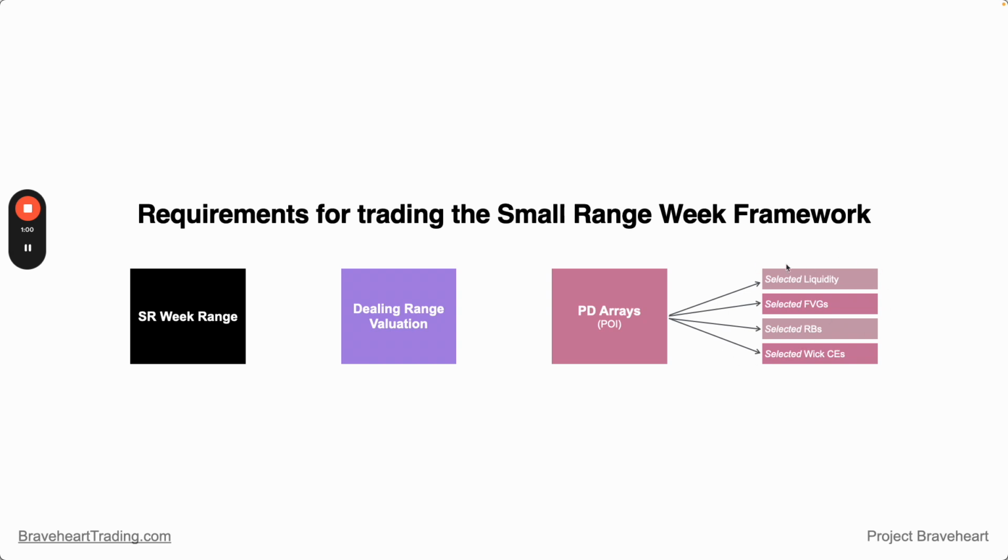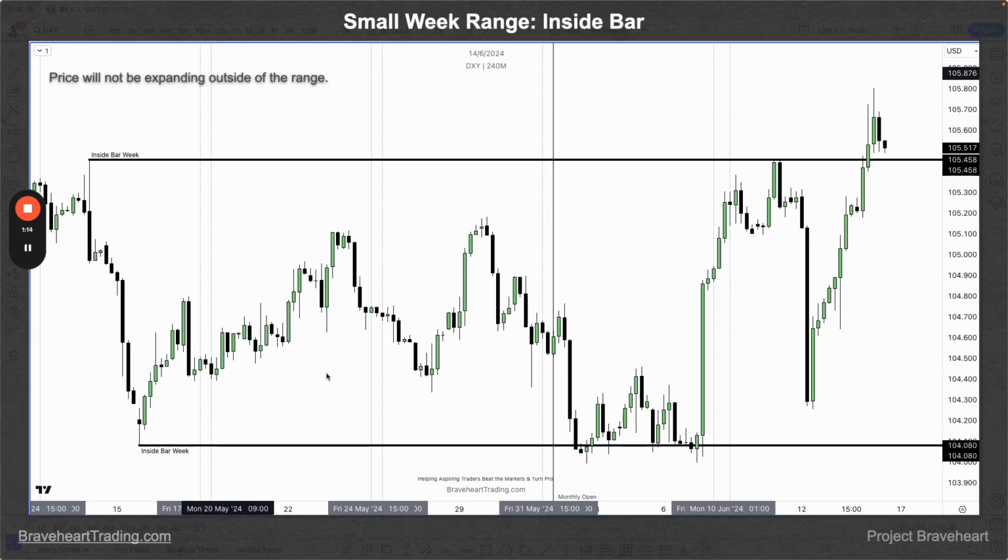So we want to layer these with the valuation here, and we want to trade within the small week range. Okay, that's the base, that's the outlook we're in. So small week range, in this one it's an inside bar. So you have an inside bar week here, close inside, close one more time here, tap the extreme, and now we're ready to expand. But all of these weeks here have been small ranged weeks, which means price will not be expanding outside of the inside bar week here.